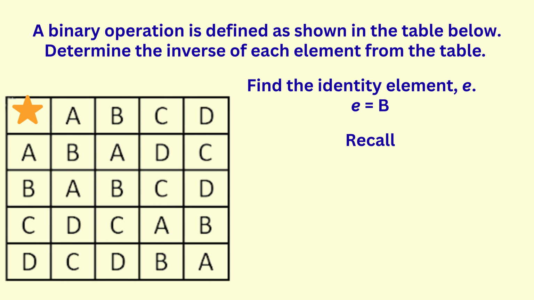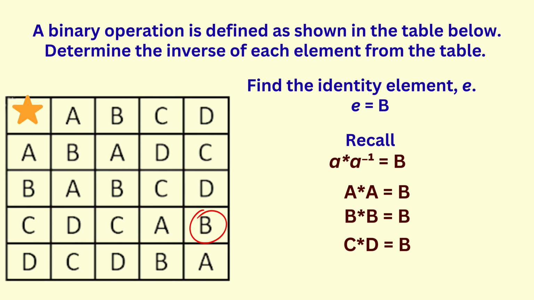Notice that when B operated on each element in the set, they remained unchanged. To find the inverse element, recall that an element A combined with its inverse should result in the identity element, which we know is B. So we simply look at the elements that combine to give B. A star A is B, so the inverse of A is A. B star B is B, so the inverse of B is B. C star D is B, and D star C is also B. So C is the inverse of D, and D is the inverse of C, since the identity element is the result when they operate on each other.